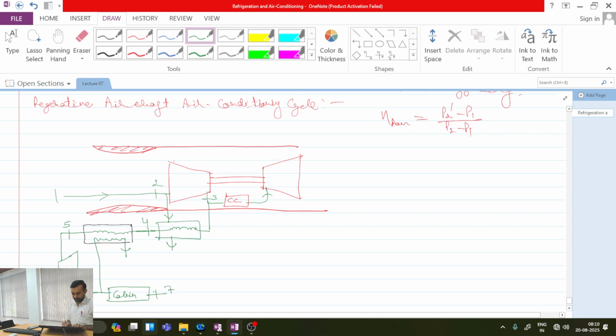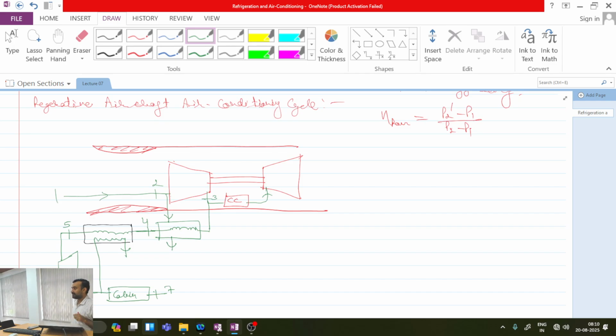Please tell me, when I will be cooling from 3 to 4 in this first heat exchanger with the help of ram air, to what maximum temperature can I cool? T2. Maximum I can cool up to T2, and because of the ram effect, T2 will be greater than the local outside atmospheric temperature. Okay, so it means that I have a limitation over here.